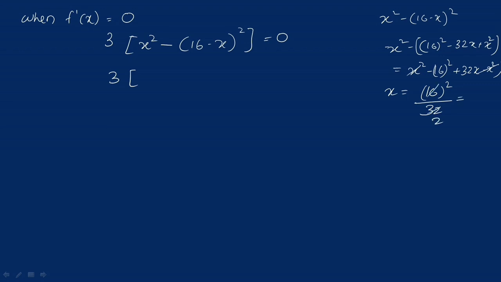x square and x square cancel. So we have 16 whole square plus 32x minus 16 whole square plus 32x. So from this x is equal to 16 whole square by 32. By cancelling we have the remaining 8. So the value of x is 8.